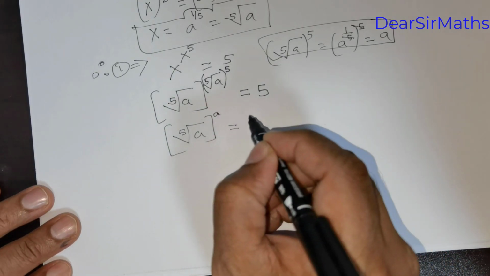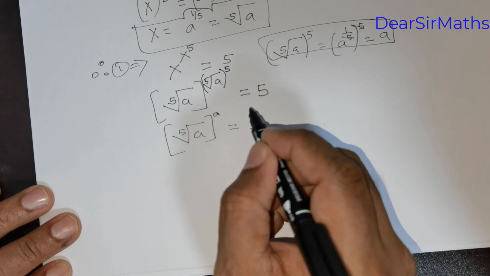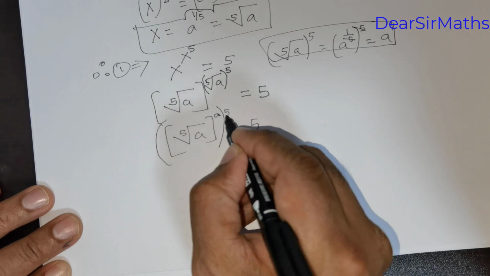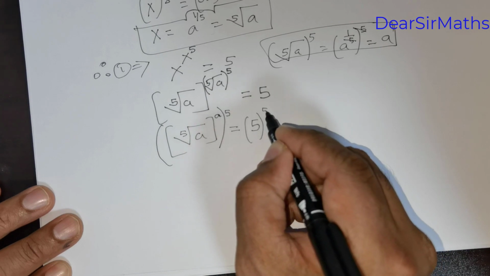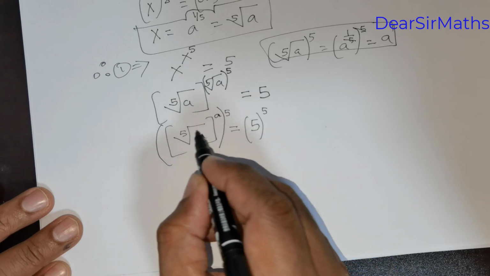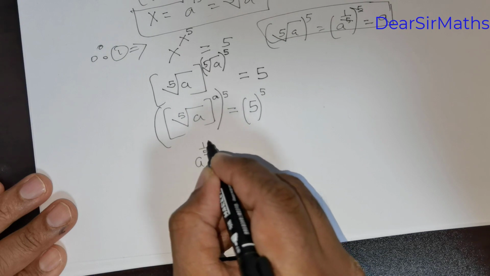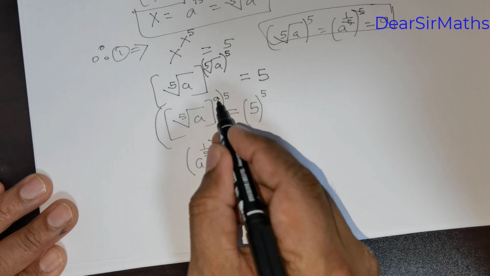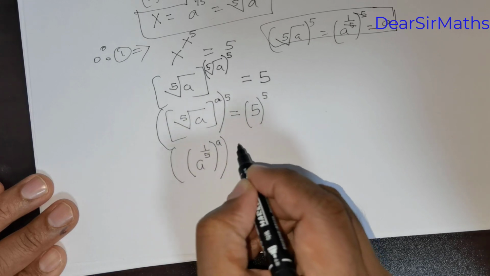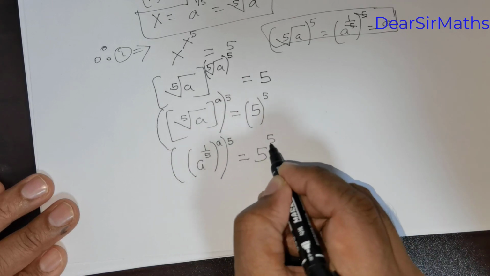Now what I wish to do is raise both sides to the power of 5. So let me do that. So this is raised to the power of 5. This is raised to the power of 5. Right? Now, this quantity which you see here is actually a raised to the power of 1 over 5. Right? And that is raised to the power of a, which in turn is raised to the power of 5, which is equal to 5 raised to the power of 5.